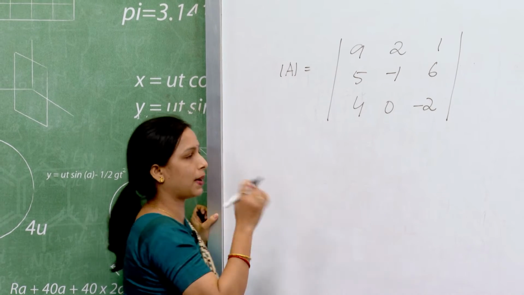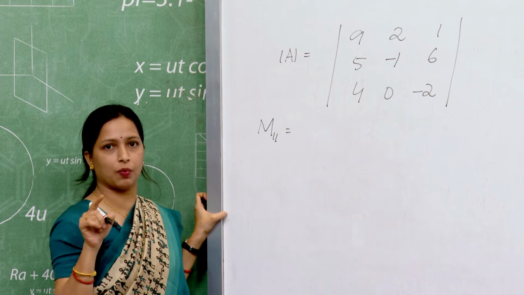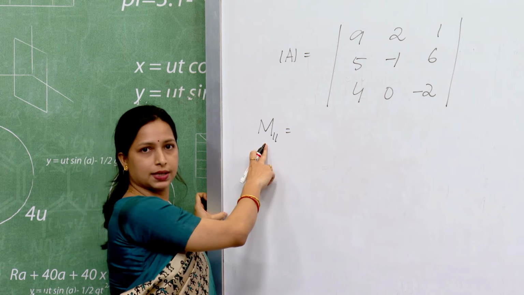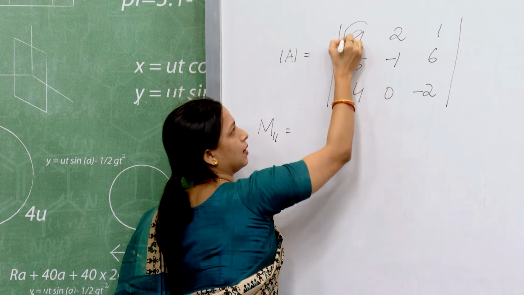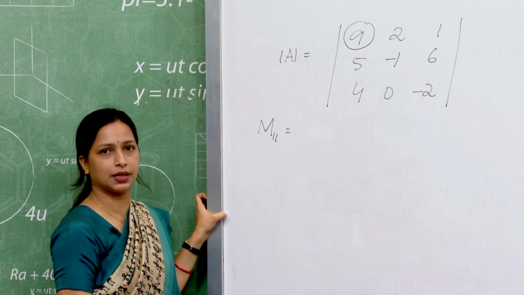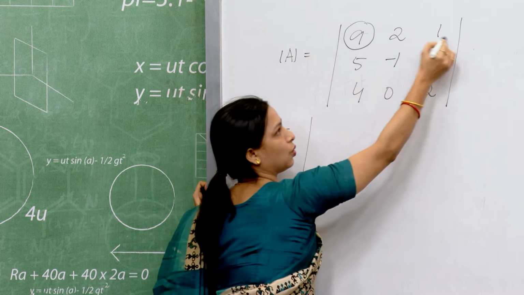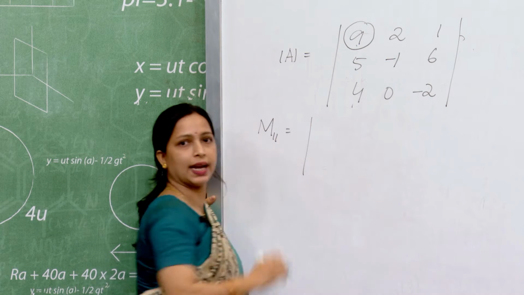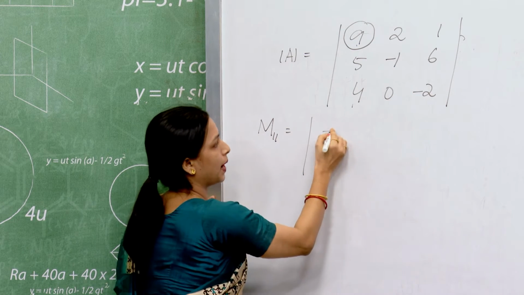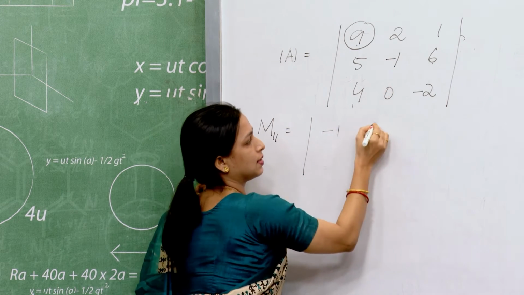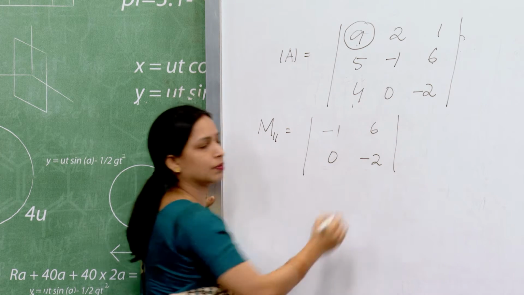So, there have to be 9 minors as well, right. Now, let us find out the minors. Let us say M 1 1. M 1 1 means the minor of A 1 1. So, this is how it is represented. So, this is the element 9. Now, what do I do? I delete the row and the column in which 9 exists. So, what is remaining? These 4, minus 1, 6, 0 and minus 2, right.